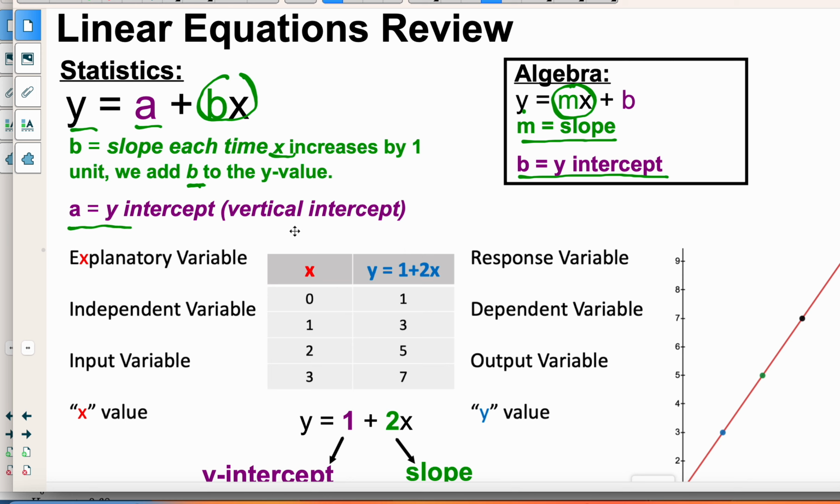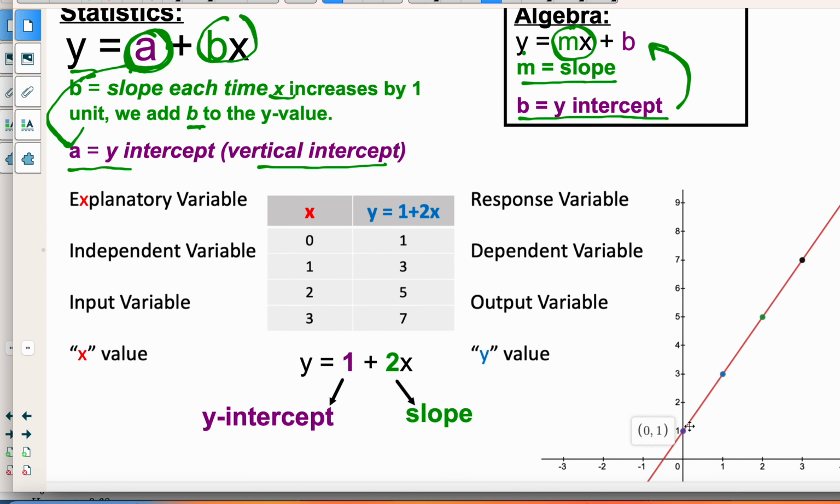A is the y-intercept, or also called the vertical intercept. When we had it in this form in algebra, b was our y-intercept. All you need to know is that when you have that constant alone, it's the y-intercept. It means where does it go through the y-axis.